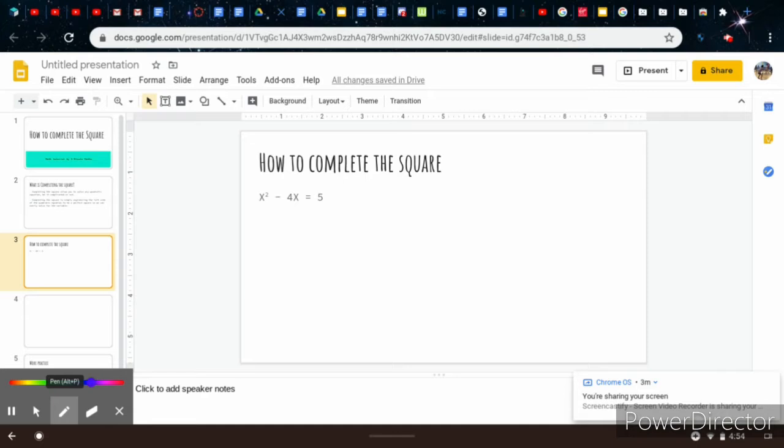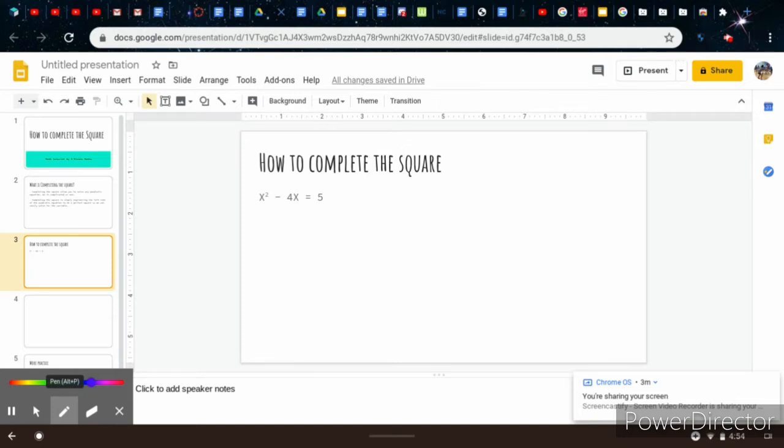Now you may be wondering, how exactly do we complete the square? Now I'm going to show you how to complete the square. So let's look at this equation here: x squared minus 4x equals 5. So this is obviously a quadratic equation.